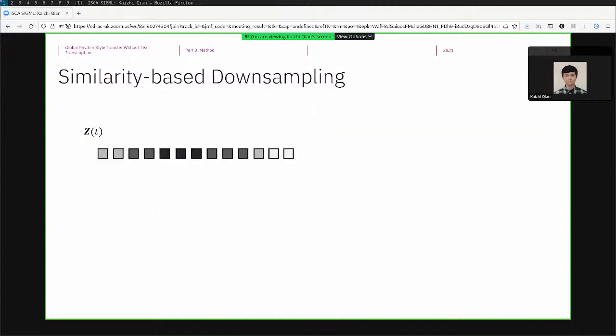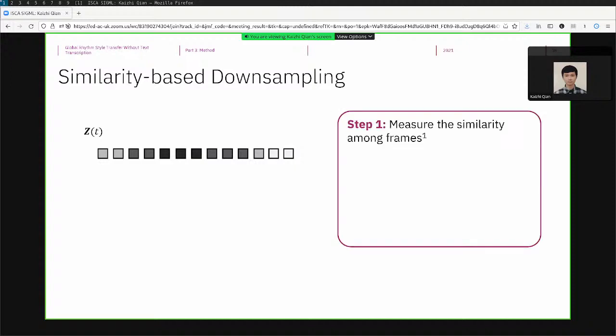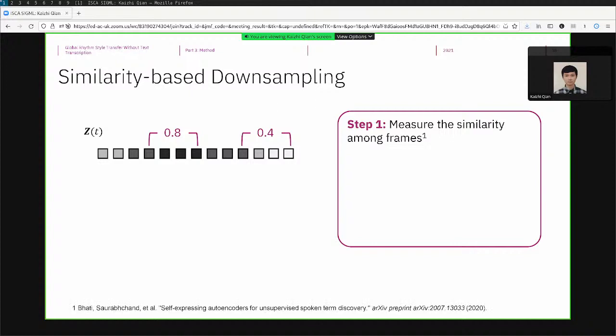Motivated by this, AutoPST introduces a similarity-based downsampling algorithm that consists of 3 steps. First, we need to come up with a measure that gauges the content similarity between any 2 frames. In other words, ideally, frames with a similar phonetic content should have a high similarity, while frames with a different phonetic content should have a low similarity. There are many ways to measure this. In our implementation, we adopt a measure proposed by Bhati, which has been successfully applied to unsupervised speech segmentation.